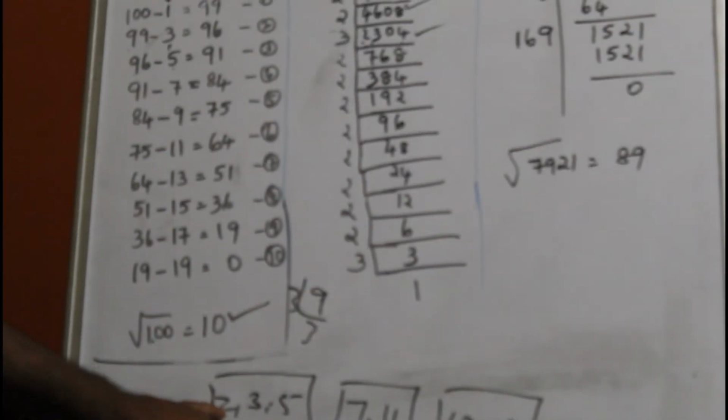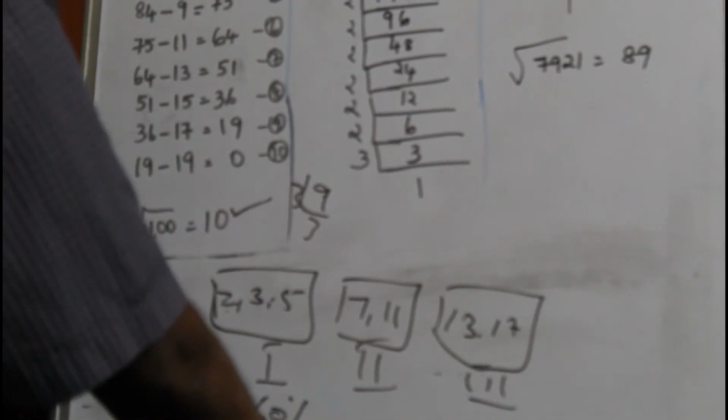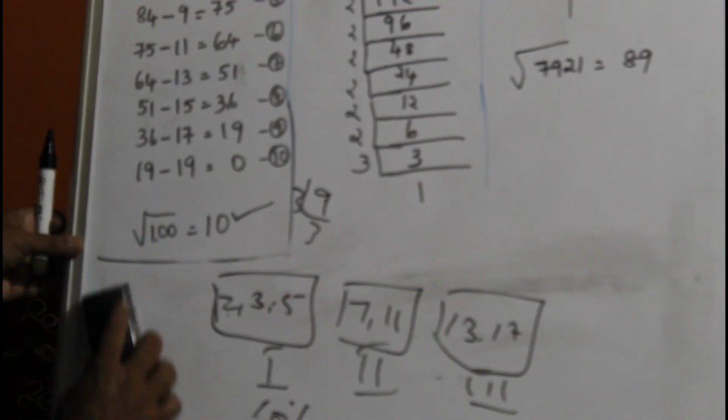So you first try the numbers 2, 3 and 5 mostly. Most of the sums you will get in 2, 3, 5. So in prime factorization, 2, 3, 5.